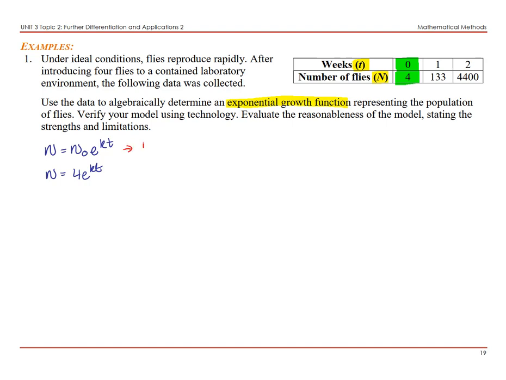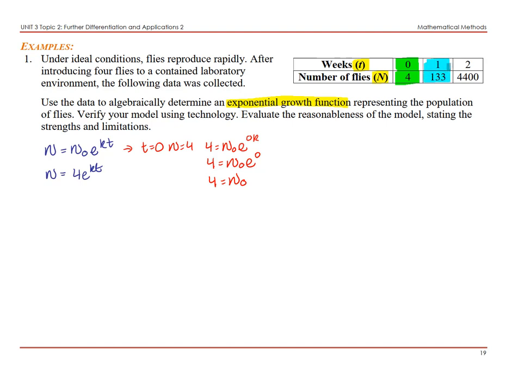Note that if you went T is 0, N is 4, you would have had 4 equals initial times e to the 0k. So 4 equals N0 because of that e to the 0k. Keep going, e to the 0. So 4 equals that initial amount. Okay. Now we need to try and find k.